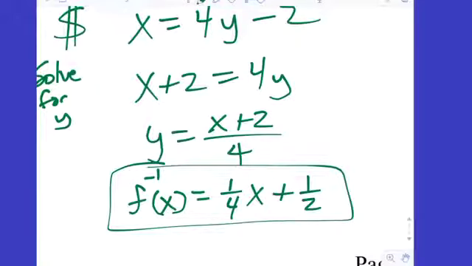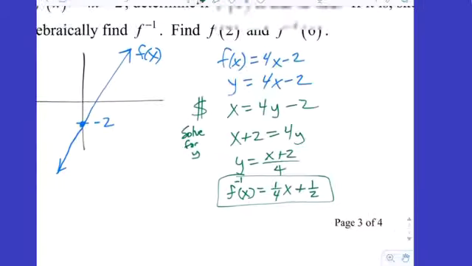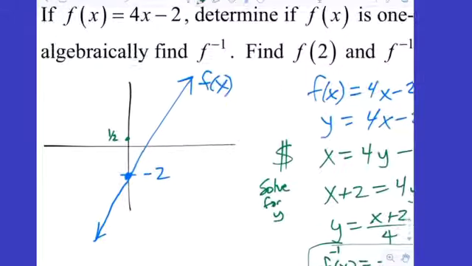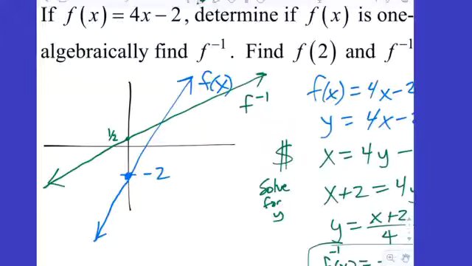Now that's the graph of another line. Let's go ahead and sketch it. It has a y-intercept of 1/2 and a slope of 1/4. So it looks kind of like this. That would be the graph of f inverse.